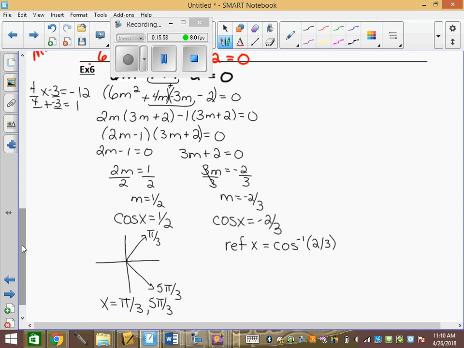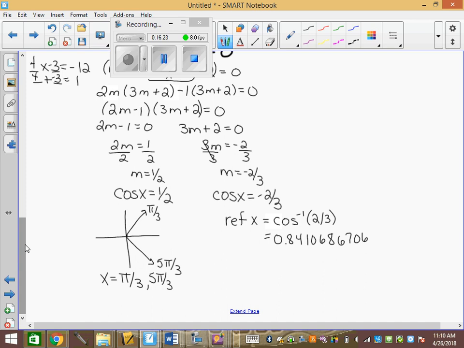So I'm going to make it in radians. So second cos of 2 divided by 3. So it's 0.84106866706. Do I have to put rads or radians behind it? No, because if there's nothing, we assume it to be radians. The only time you have to put something for sure is if it's a degree, you have to say degrees so we know it's a degree. If you don't put the degree symbol, we assume it to be a radian.